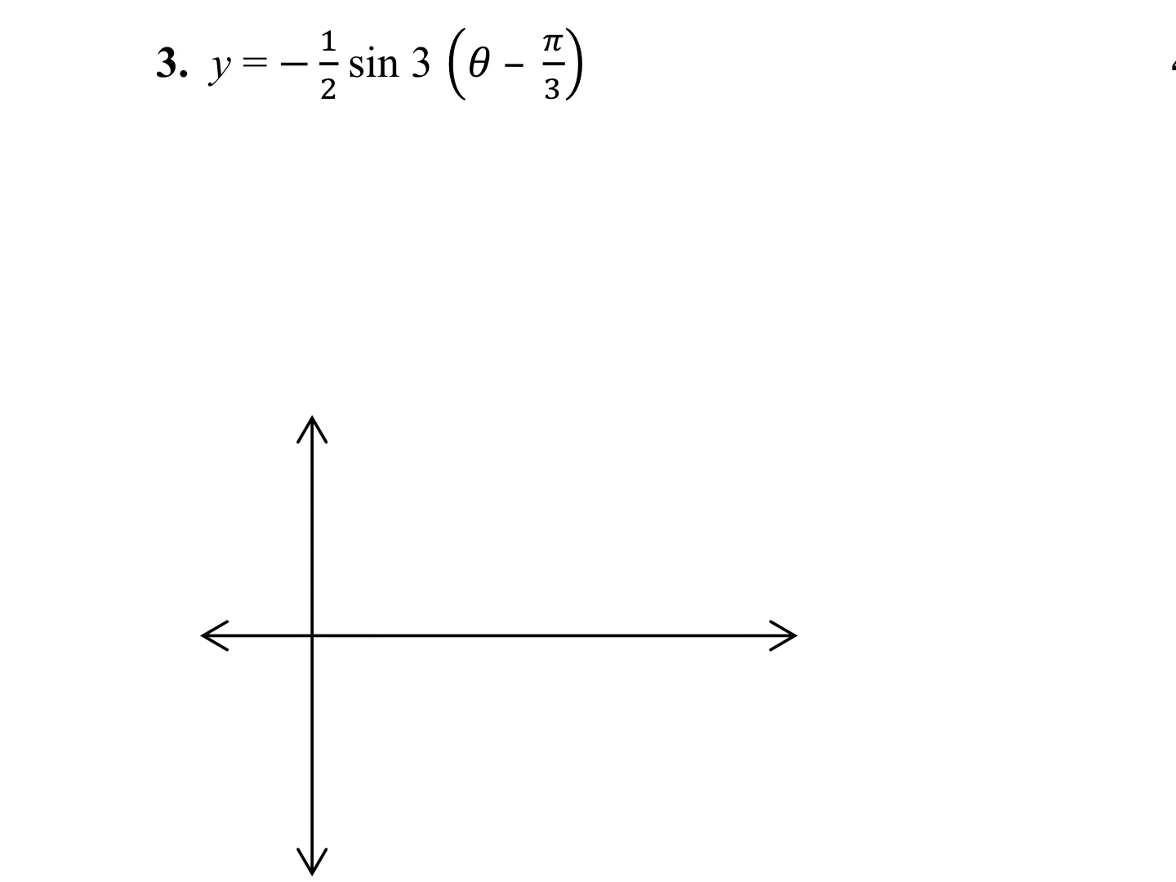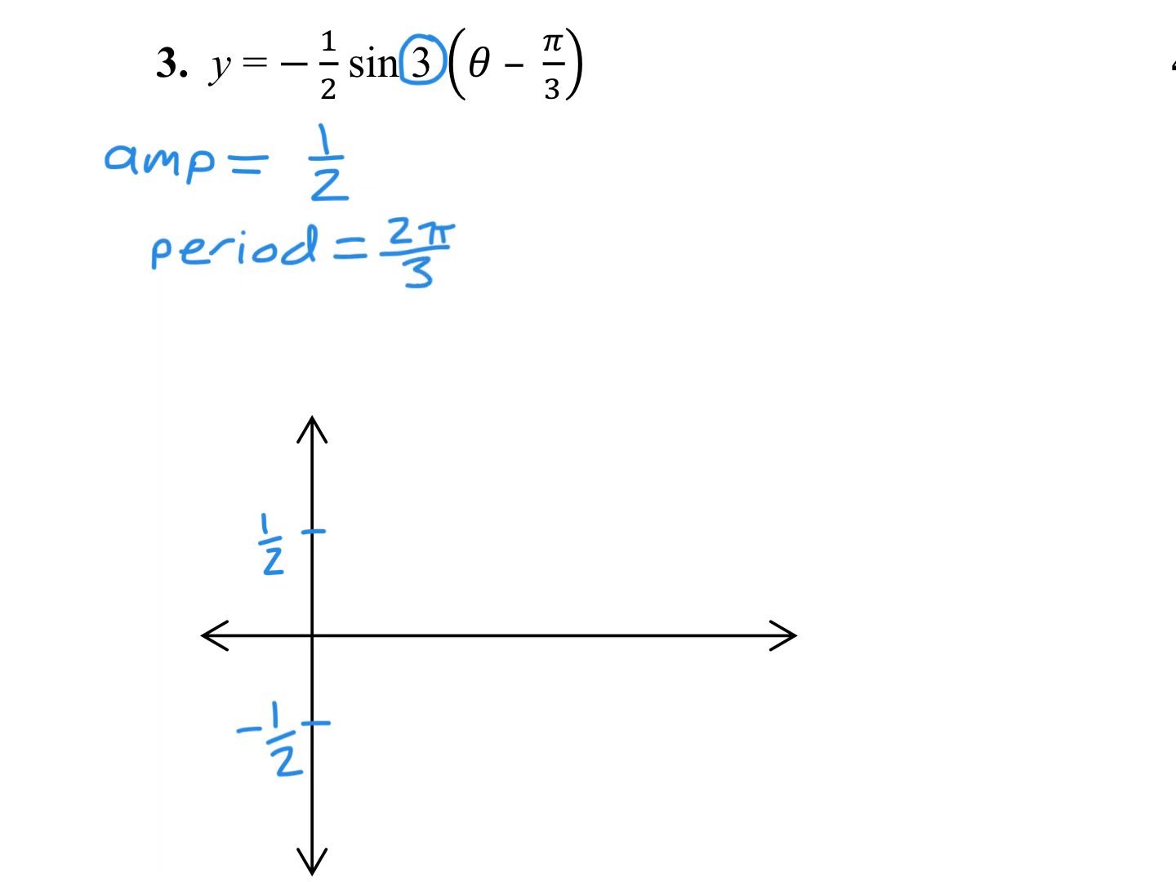For number 3, remember that the amplitude is the absolute value of what you see in front of sine or cosine. So the absolute value of -1/2 is +1/2. Let's go ahead and put 1/2 and -1/2 on the y-axis. Right, the period, this one is also in radians. So instead of 360 divided by that 3, it's going to be 2 pi divided by 3. All right, so I want that on my x-axis.